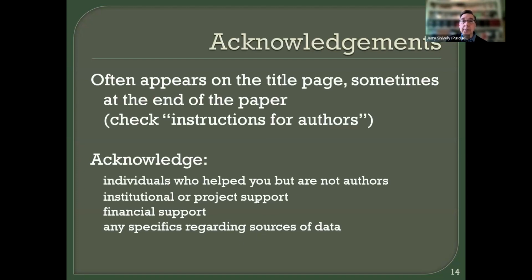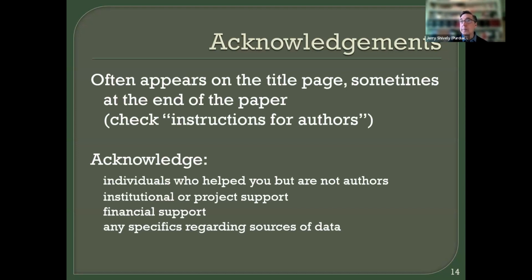As we move on from authorship, I'd just like to remind everybody that not everybody has to be an author on a paper. Sometimes the appropriate way to indicate who's contributed to a piece of work is through acknowledgements. Acknowledgements often appear on the title page of an article, and sometimes they appear at the end of the paper. They may be individuals who helped you, but are not necessarily authors on the paper.